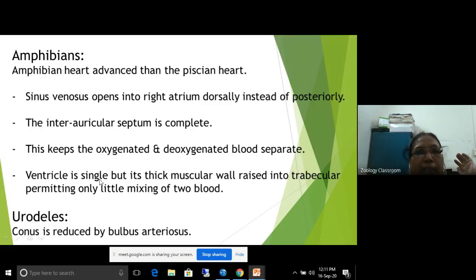Then the ventricle is single, but it has a thick muscular wall. It is raised into elevations, called trabeculae or columnae carneae, and this permits only little mixing of the two bloods, oxygenated and deoxygenated, and this blood is supplied to all body parts. In the urodeles it is also similar, only the conus is reduced to a bulbus arteriosus.